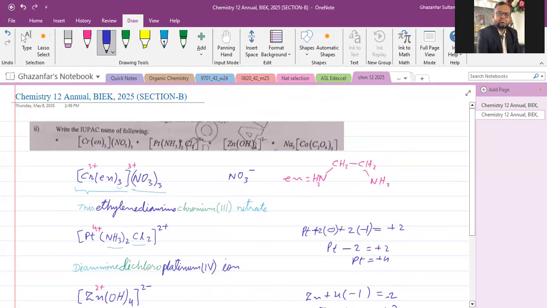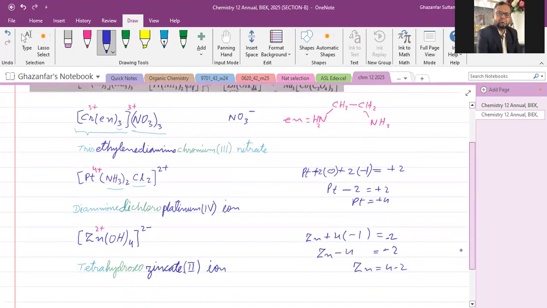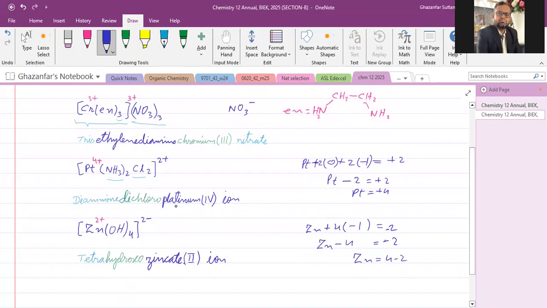So 2 ions are there here. One is anion, one is cation, but we can find whether it is positive or negative by observing the name of the metal. If the name of the metal has 'ate', it means the ion is negative. If it has its complete English name, then it is positive or neutral.